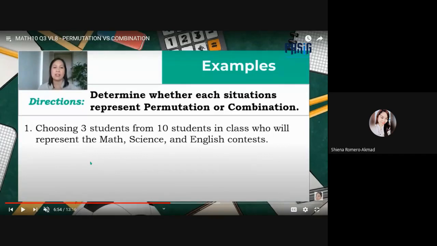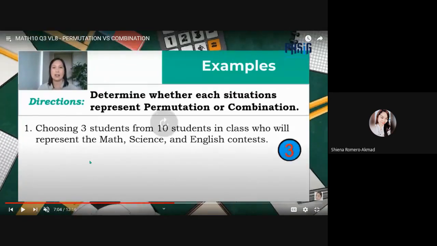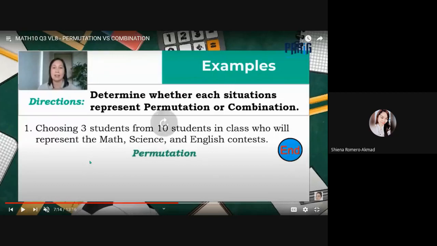Kasi magiging iba yon kapag kunwari si Serrano yung nilagay ko sa English, si Kalambay nilagay ko sa Science, tapos yung isa niyong kaklase yung sa Math. Okay? That would be different kung pinagbali-baliktad ko kayo. Kunwari, sa Math na si Kalamba, sa Science na si Serrano, and sa English naman yung isa niyo pang classmate. Diba? Magiging iba na yung arrangement natin. So, number 1 is permutation.